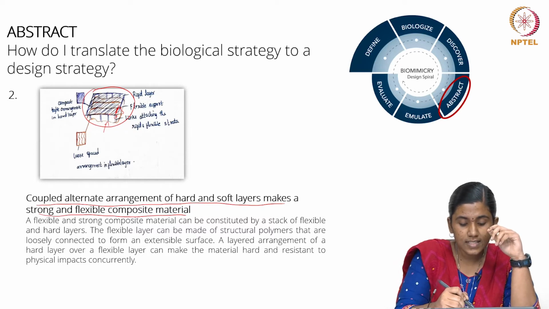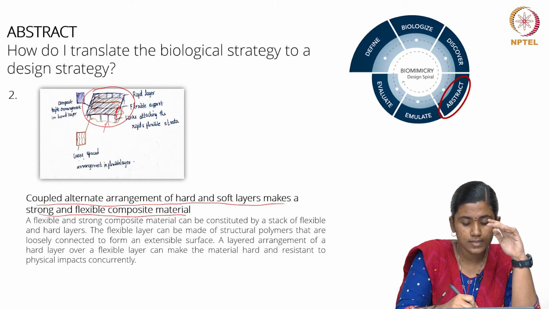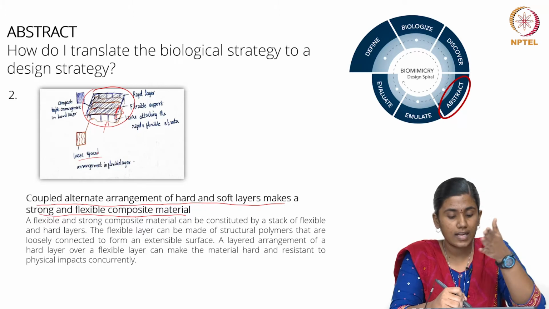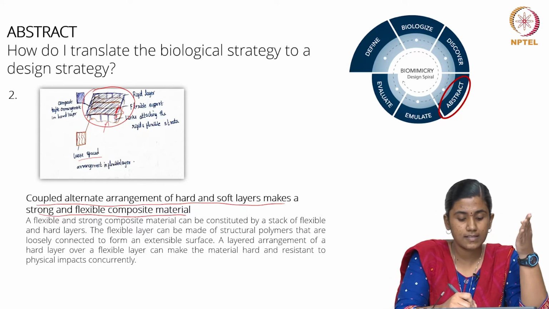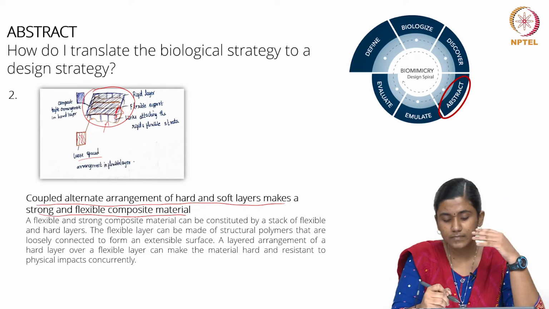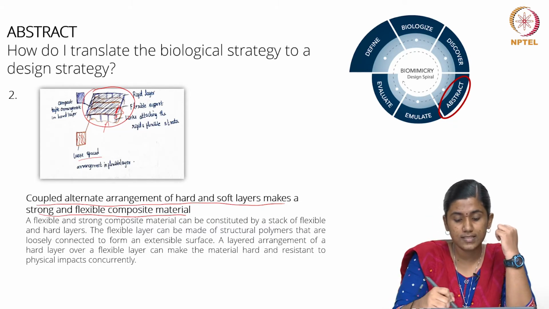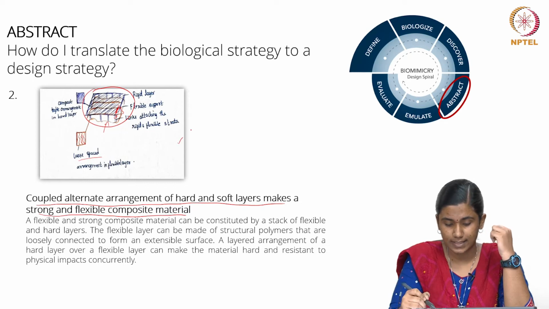And as you can see, the flexible layer is made up of loosely spaced fibers which are arranged with good spaces in between as shown by the lines here. And so these help the material to perform in this bifunctional way. So this is the second design strategy which I abstracted.